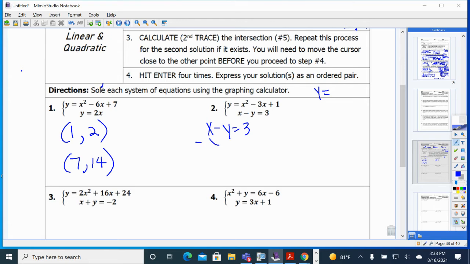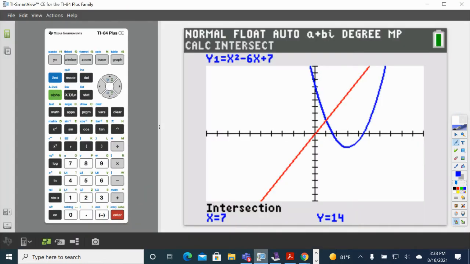I'm going to subtract the x, bring down the negative y equals negative x plus 3. Now you're not allowed to have a negative y, so let's divide everything by that negative 1. And you get y equals x minus 3. Now we can put those into the y equal in the graphing calculator.